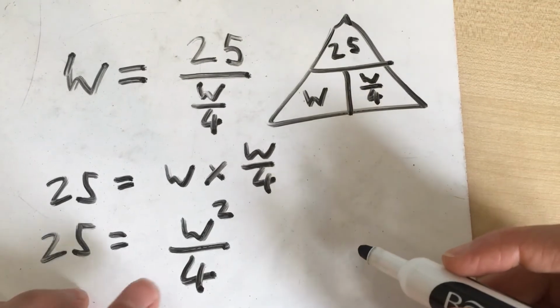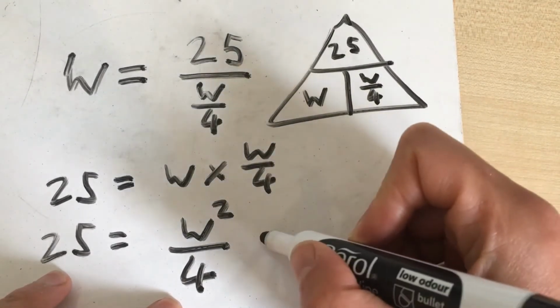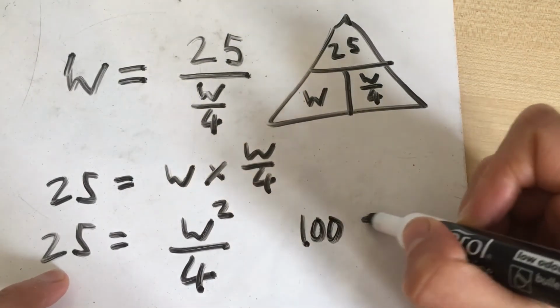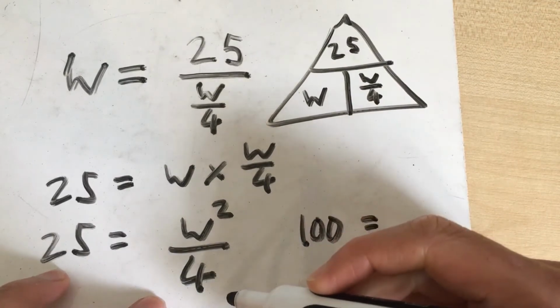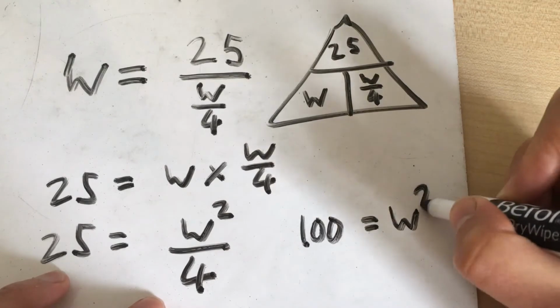So the first thing I'm going to do is multiply both sides of the equation by 4. This gives me 25 multiplied by 4 is 100, and W squared divided by 4 multiplied by 4 equals W squared.